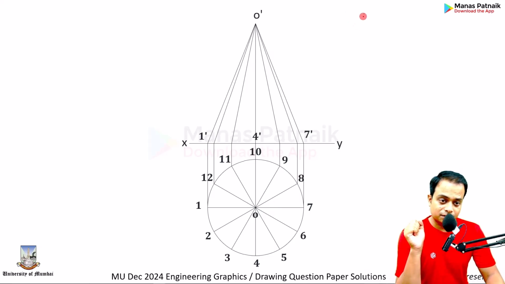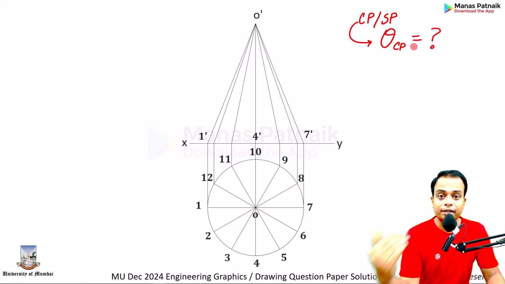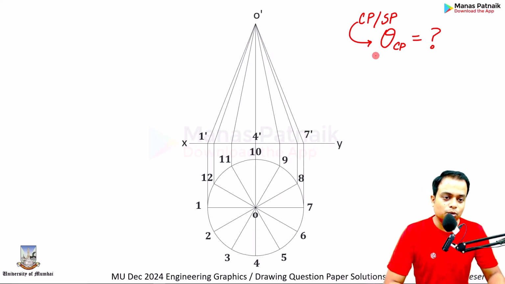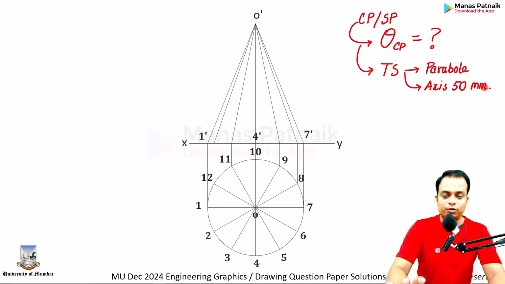As far as the cutting plane or section plane is concerned, we know very well that it is inclined to HP. What is the magnitude of inclination? We don't know yet. How can we work this out? Okay, so far so good. We also know, corresponding to the cutting plane, the true shape that we obtain is that of a parabola. In fact, we also know that the parabola's axis happens to be 50 millimeters. That's the data which we already have.